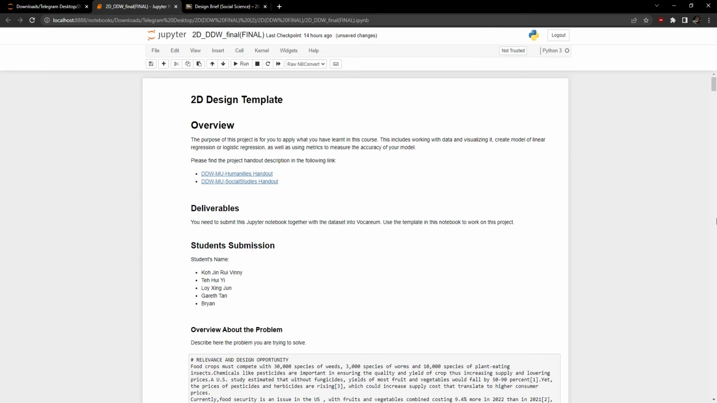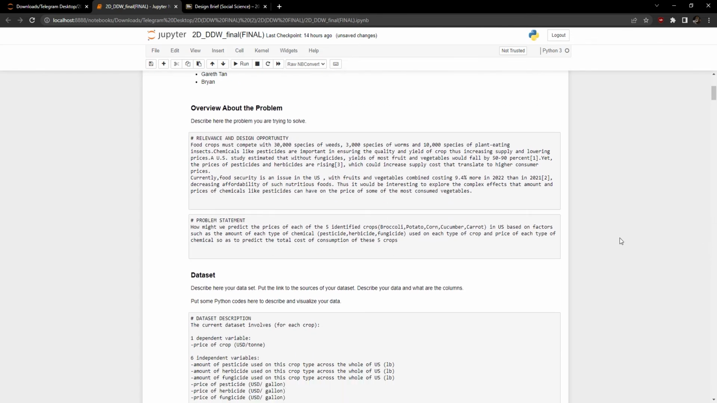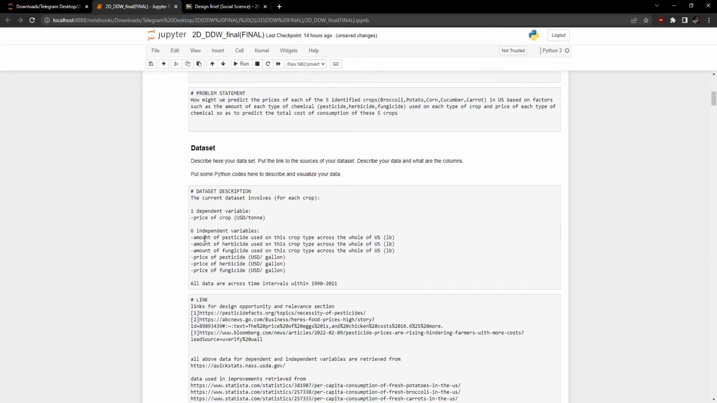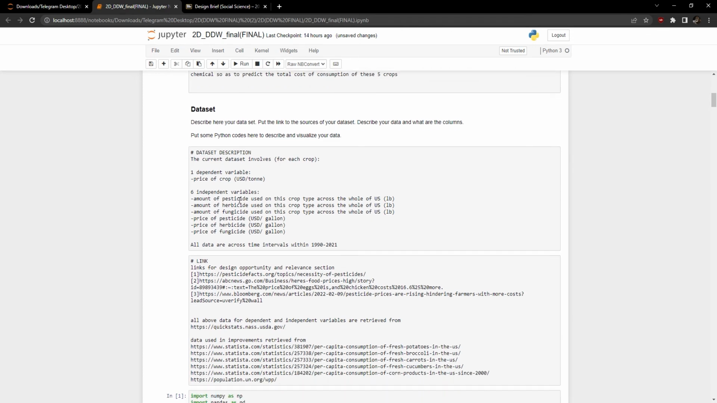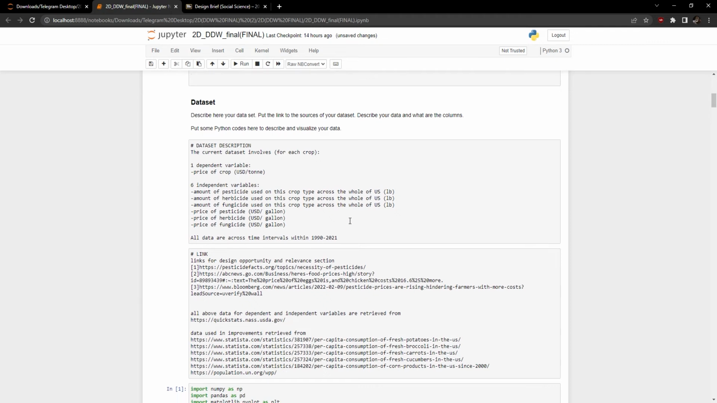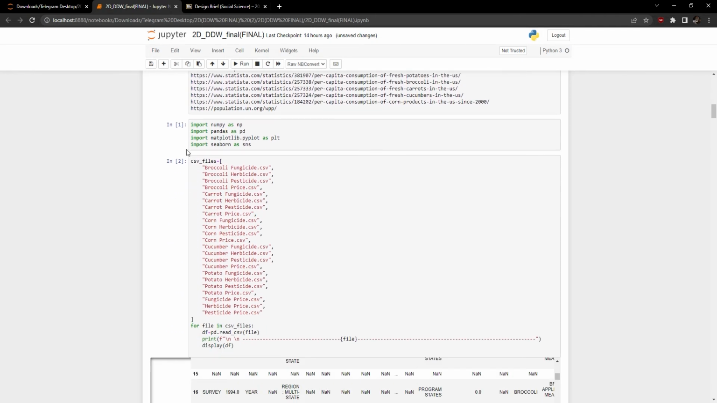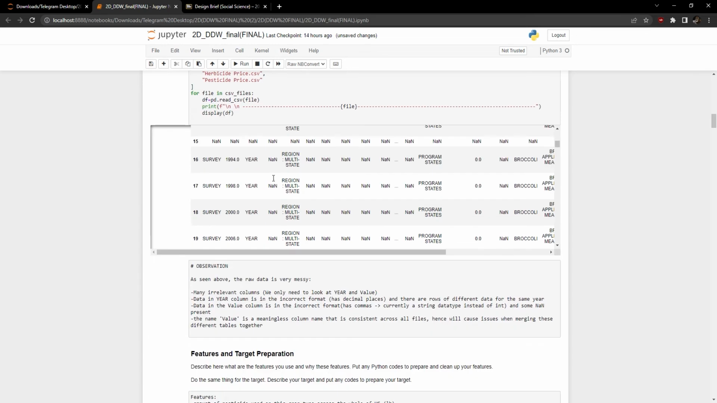Right, so this is our Jupyter notebook. These are our dependent variable, which is price of crop. That's what we are predicting. The predictor variables that we use are quantity of pesticides, herbicide, and fungicide, as well as the prices of these. And then we imported relevant libraries like NumPy and pandas for data visualization. These are for plotting the graph.